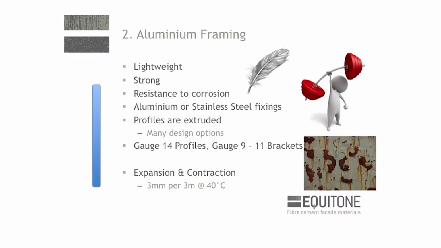Aluminium, fantastic stuff: lightweight, strong, resistant to corrosion is great. You can use aluminium or stainless steel rivets and fixings. Profiles are extruded so you can have crazy designs. However, the only real downside is expansion and contraction. Now, we had a big long discussion on it, didn't we, yesterday, JT? Or two days ago.